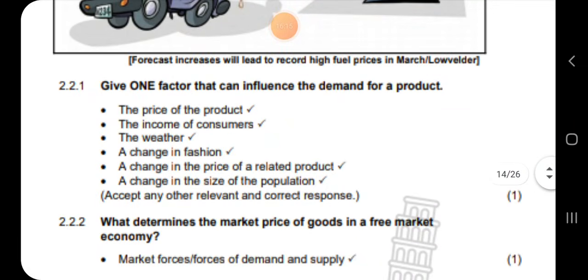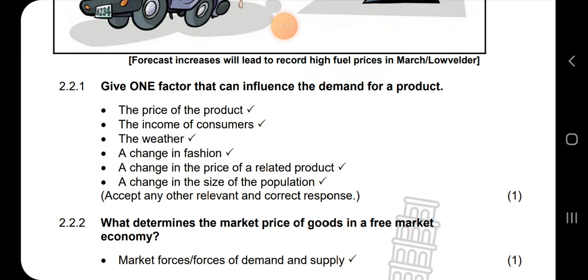2.2.1 says give one factor that can influence the demand of a product. What is one factor that can make a product be in demand? Like, just think about it. What is one thing that will make a product be a wanted product? Anything you answer that relates to a product being wanted or in demand is correct. It might be it's in season. It might be it's in fashion or whatever. As you can see here, it's price, income, weather, change in fashion, change in price of a related product or whatsoever. So whatever can influence a product to be in demand.